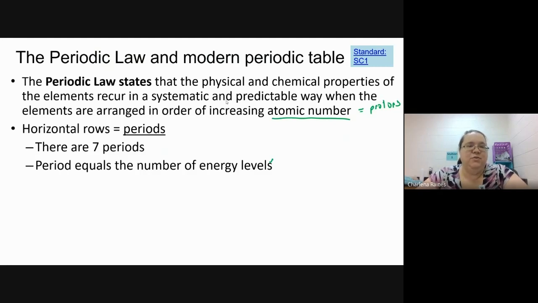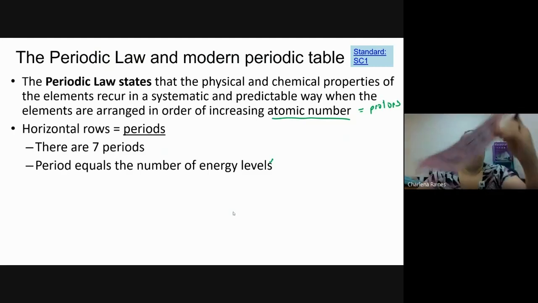And I forgot to say something with our periods. Our periods will actually equal the energy level. If an element is in a particular period, it has that number of energy levels. So for example, carbon is in the second row down. Carbon has 2 energy levels worth of electrons. I'm going to pick on gold again. Gold is 6 periods down. Therefore, it has 6 energy levels worth of electrons. And you see me keep looking left because I'm looking at my periodic table.